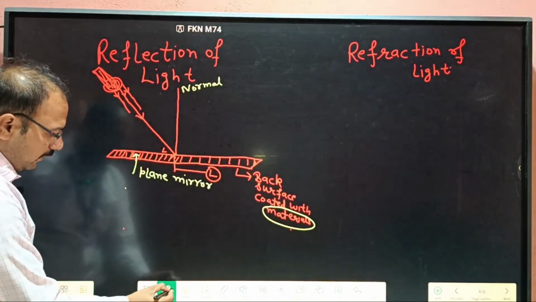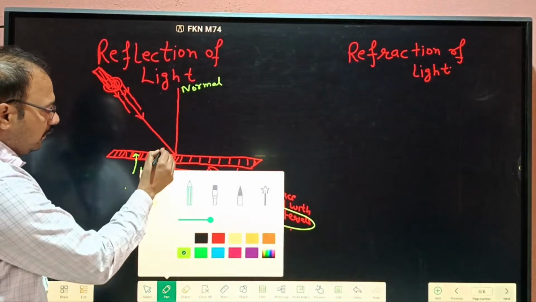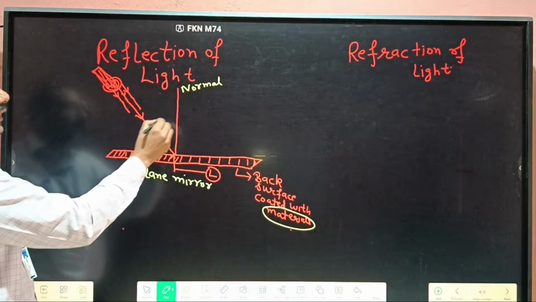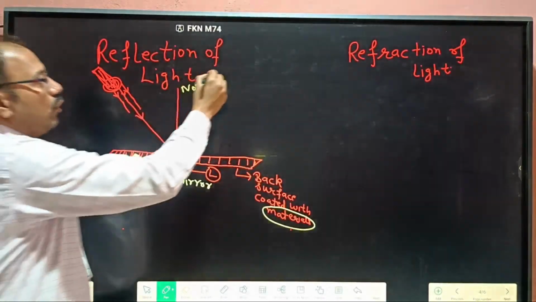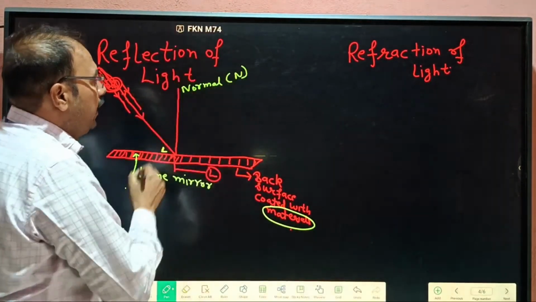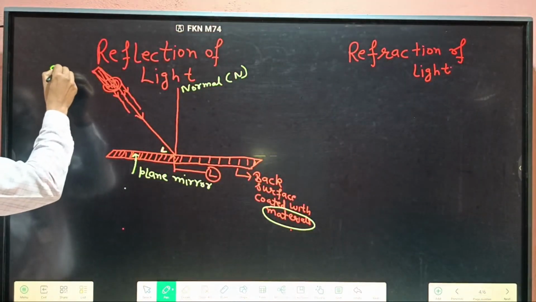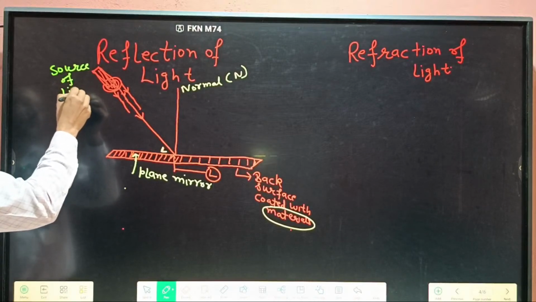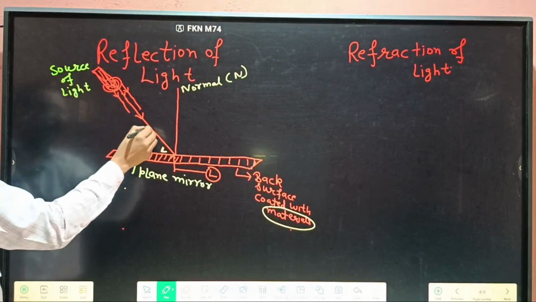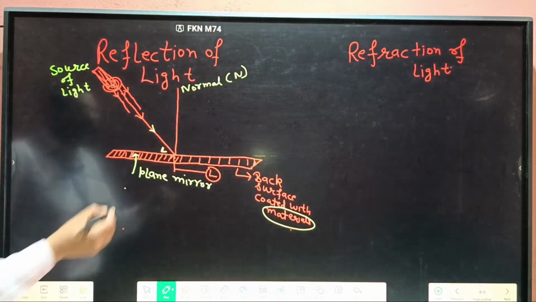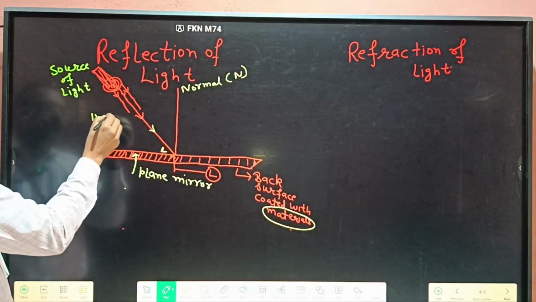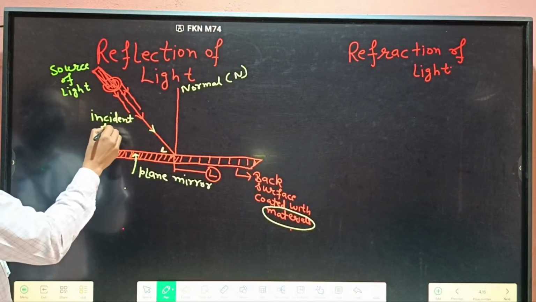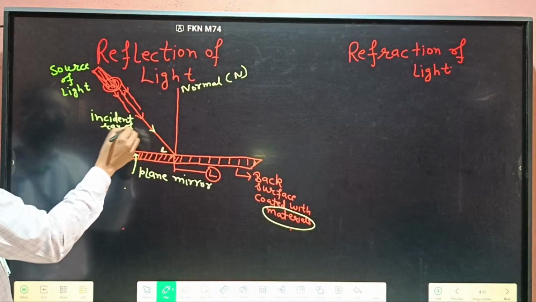We mark here this point L, and this light makes an angle with the normal. This normal is N, and this is the source of light, and this is known as the incident ray of light.